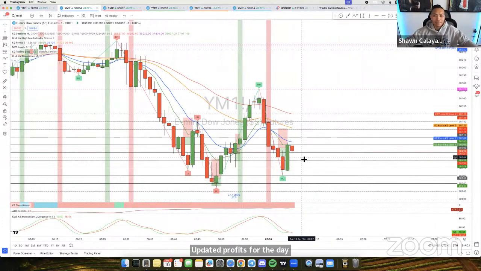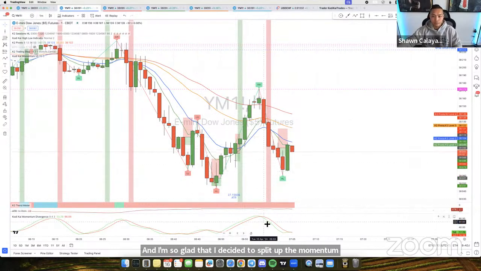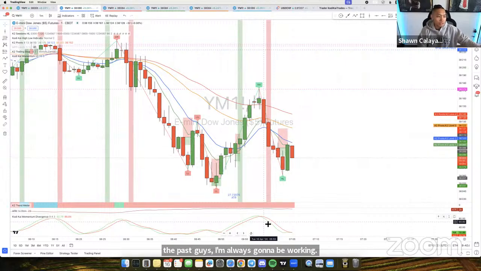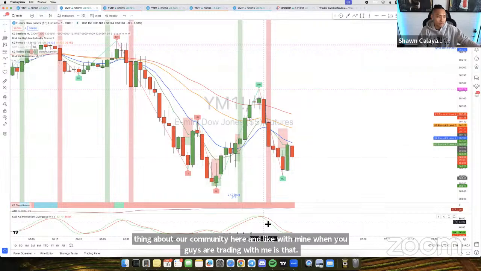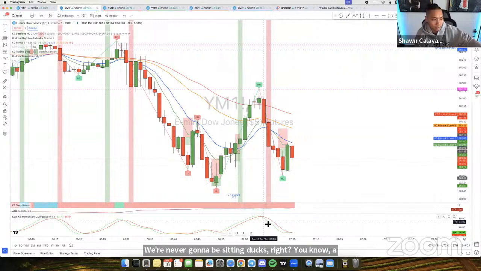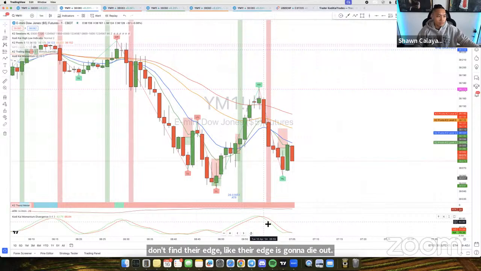And I'm so glad that I decided to split up the momentum indicator so that you guys can see the divergence here, because it's super helpful. Like I said in the past, guys, I'm always working to find our edge. That's a good thing about our community here: when you guys are trading with me, we're never going to be sitting ducks. A lot of people just stick to one strategy and they don't find their edge, and their edge is going to die out. You have to understand that with the market, your edge is not always going to be there.